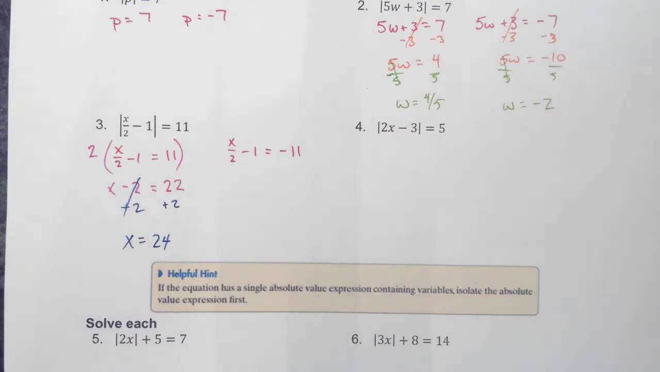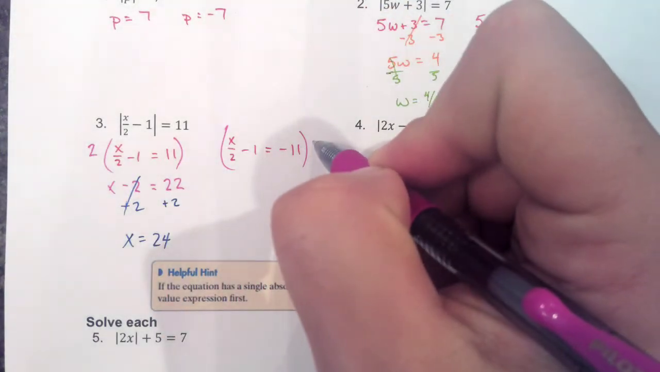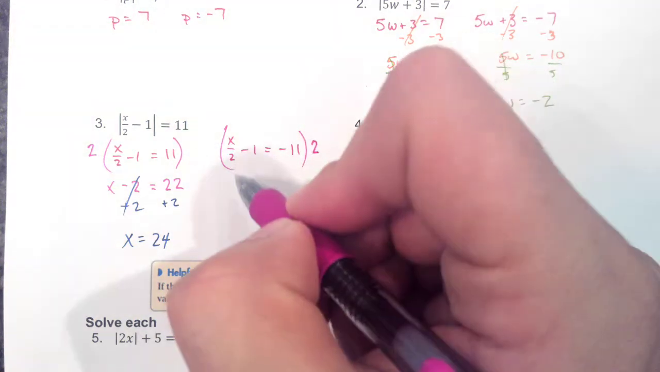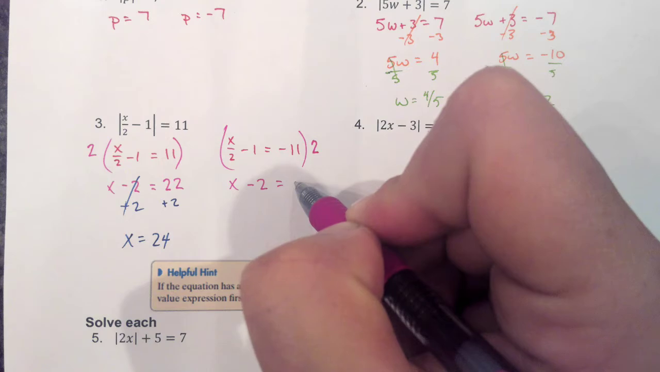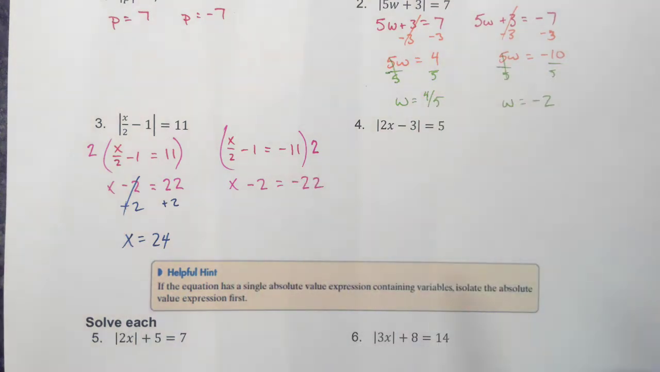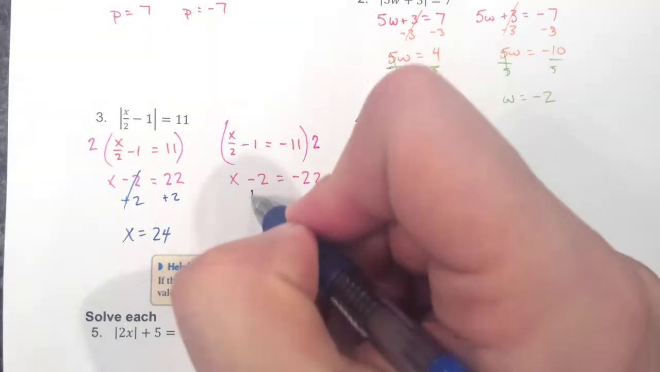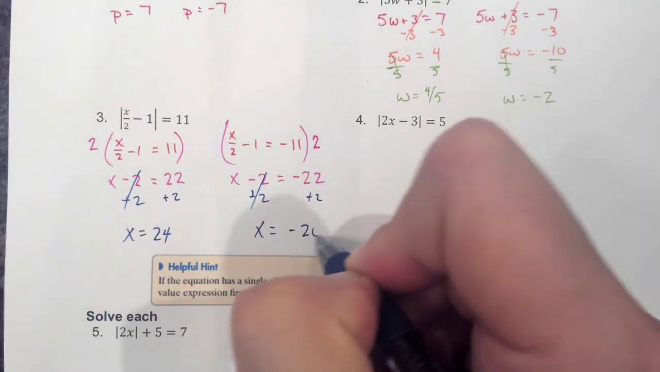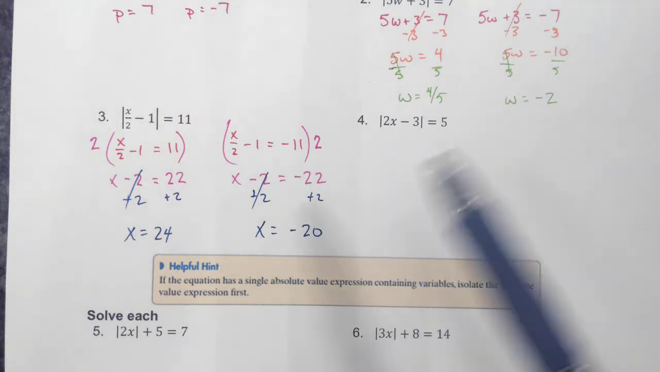On the second one, again, same steps. First, you're going to take the whole equation and multiply it by 2. So 2 divided by 2 is 1. 1 times x is x. 2 times 1 is 2. And 2 times 11 is 22. Again, just one more thing to do. We've got to add 2 to both sides of the equation, and x equals -20.